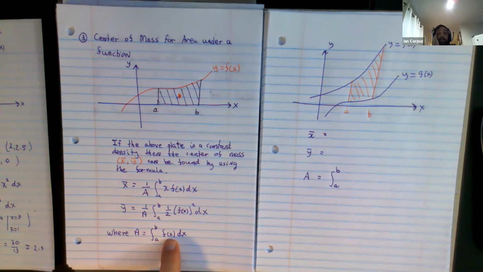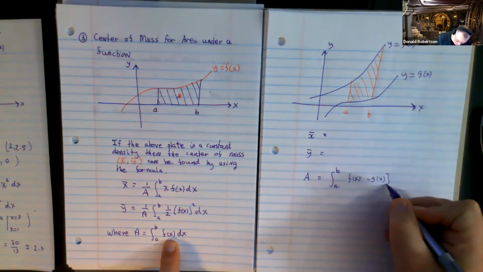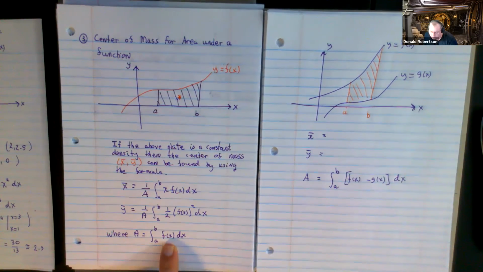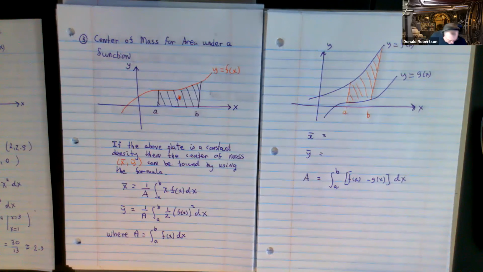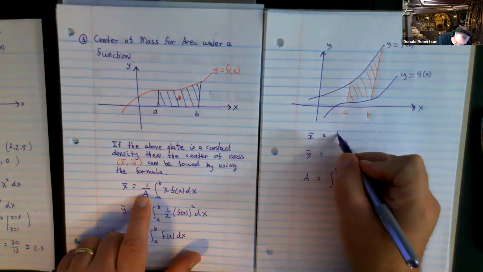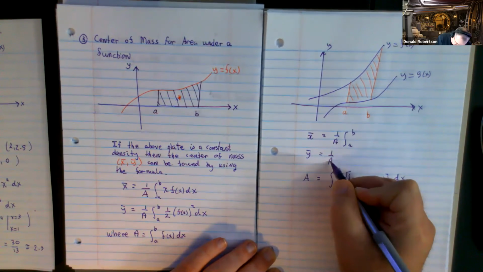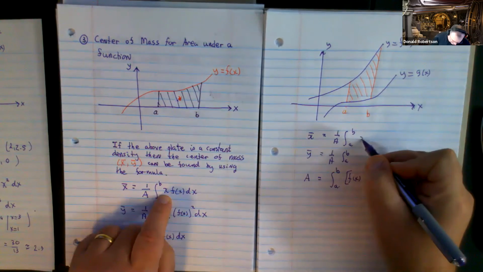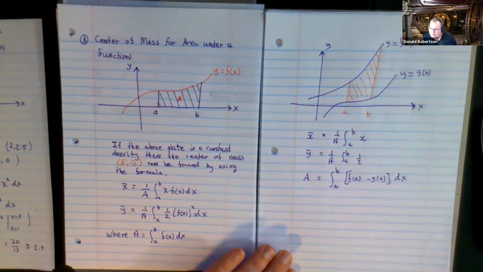f(x) minus g(x). Correct. Does that make sense? The area of the shape is the difference between the first curve, top, take away bottom. Now this one is going to be 1 over a, the integral from a to b, and this one's going to be 1 over a, the integral from a to b. This is x, it's still x, and this is a half, and this is still a half, right?